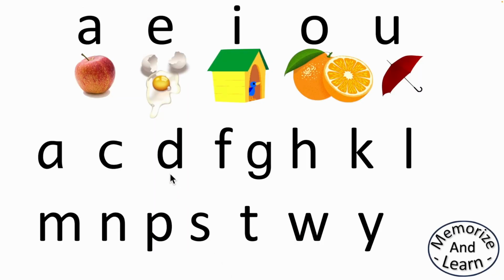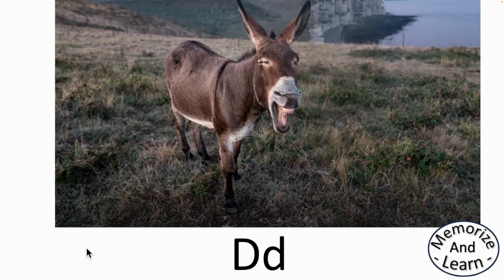This letter makes the sound D. Donkey starts with the sound D. Here's a capital D and a lowercase d.